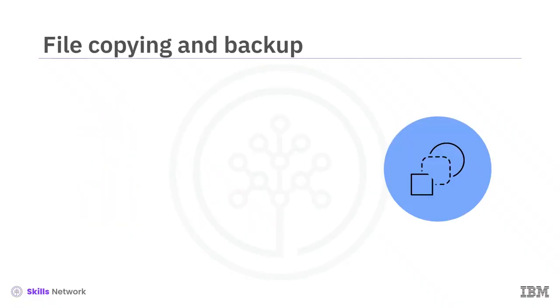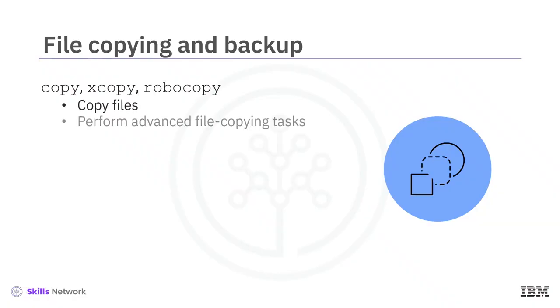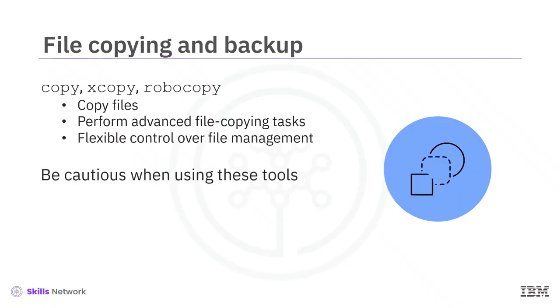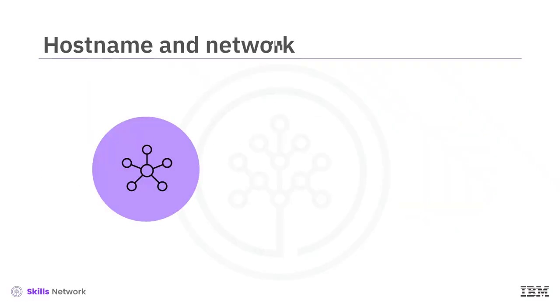File copying and backup tools include Copy, Xcopy, and Robocopy, which provide functionality and options for file copying and backup in Windows. Whether you need to copy files or perform advanced file copying tasks, these command line tools offer flexibility and control over other file management operations. Exercise caution while using these tools, especially when performing data deletion or overwriting operations.